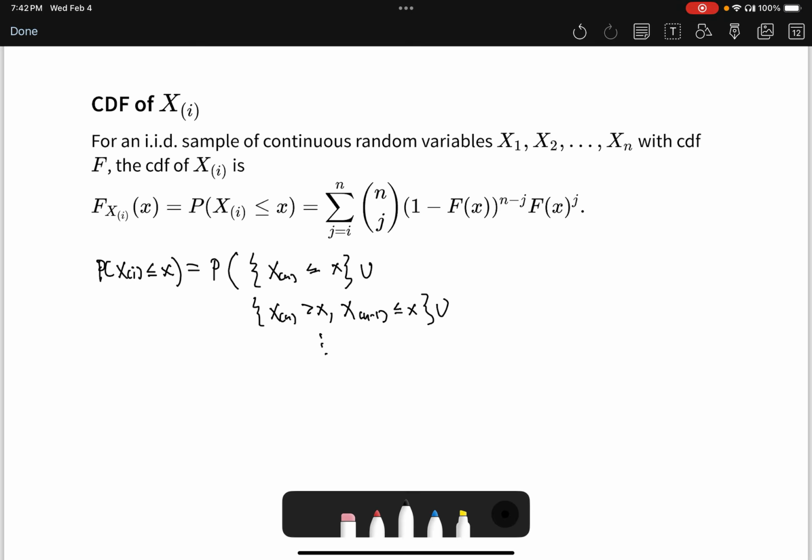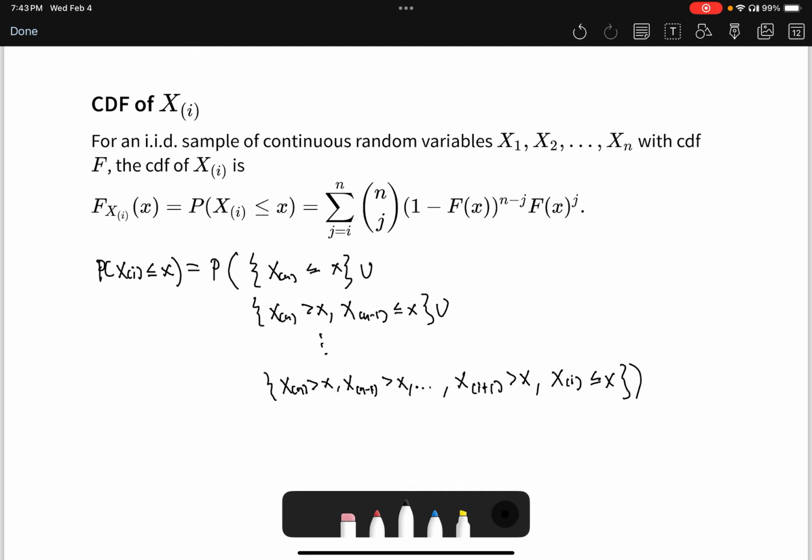And we can continue this pattern until we have that the nth order statistic is greater than x, the n minus 1th order statistic is greater than x, up to the i plus 1th order statistic is greater than x, and then the ith order statistic is less than or equal to x. So these are all possibilities that satisfy our original event that the ith order statistic is less than or equal to x. So any one of these outcomes is possible.